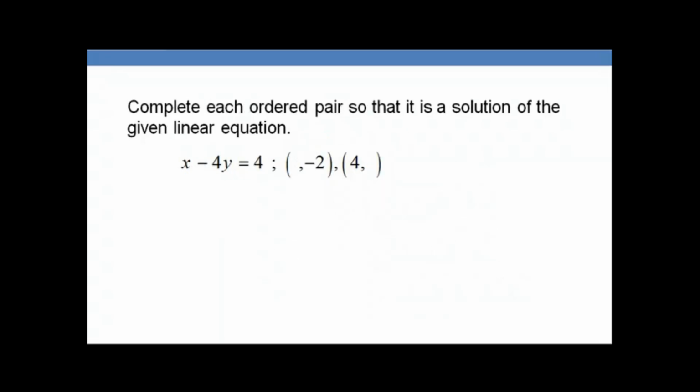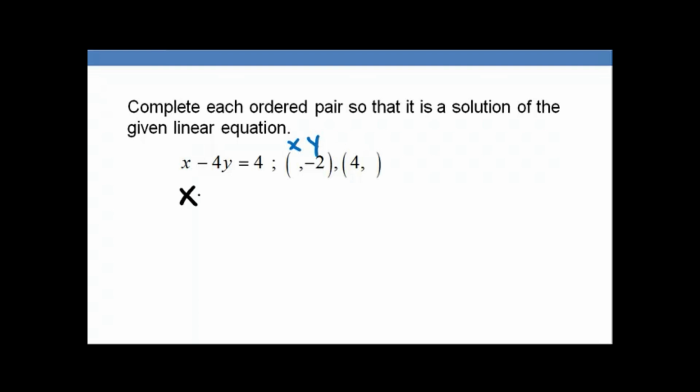This time, instead of asking us if an ordered pair makes the equation true, they're going to have us force it to be true. So we're going to complete each ordered pair so that it is a solution of the given linear equation. So again, we have 2 questions here. This is just the way they're writing the questions. And for the first one, they have given us one of the coordinates but not the other. So they gave us the second one, they gave us y. Remember, first one is x, second one is y. So they're giving us the y. We're going to plug it in and solve for the x.